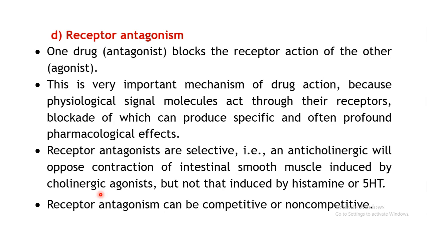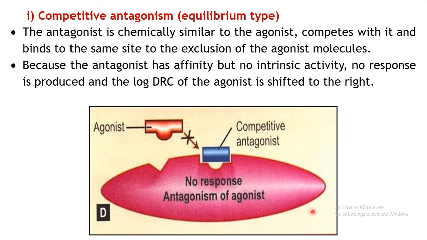Now this type of antagonism, that is receptor antagonism, can again be of further subtypes. That is, it can be either competitive antagonism or non-competitive antagonism. Now coming to the first one, that is competitive antagonism. In this competitive antagonism, it can again be of equilibrium type or non-equilibrium type.